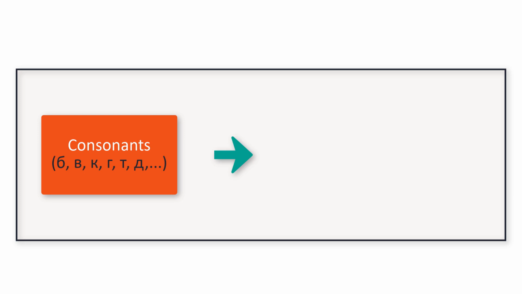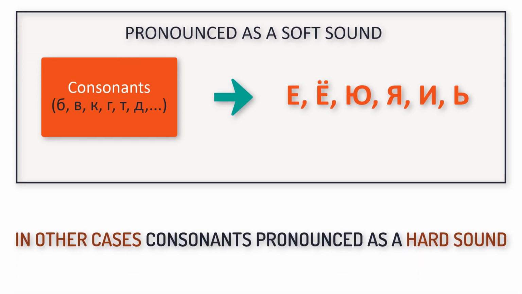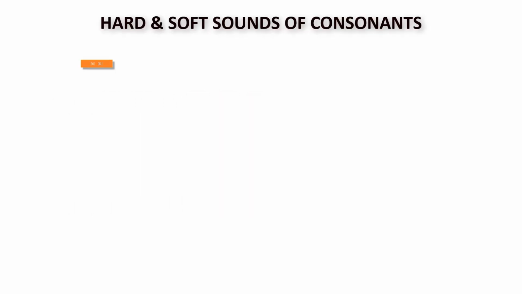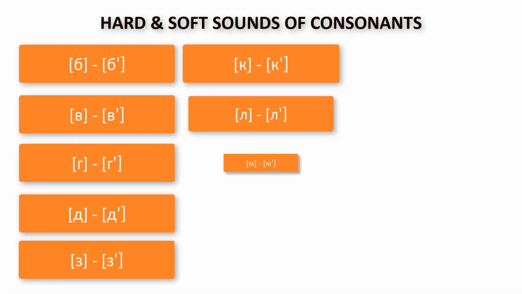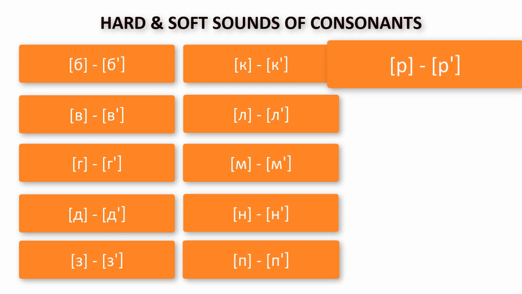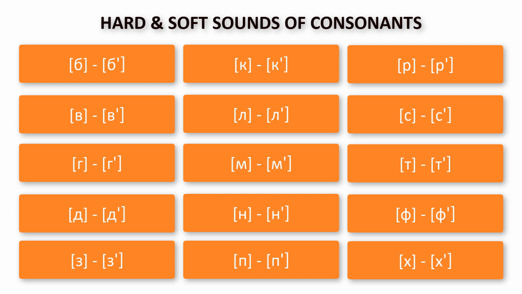So, if the consonant is followed by these letters, it is pronounced as a soft sound. In other cases, as a hard sound. But there are exceptions from this rule. The letters zh, sh, ц always denote a hard sound, and the letters ye, ch, sh can only denote a soft sound. Now, I want you to repeat after me and try to hear the difference between the hard and soft consonant sounds. But don't worry if you can't see the difference right now. With more practice, you're gonna adapt to these sounds.